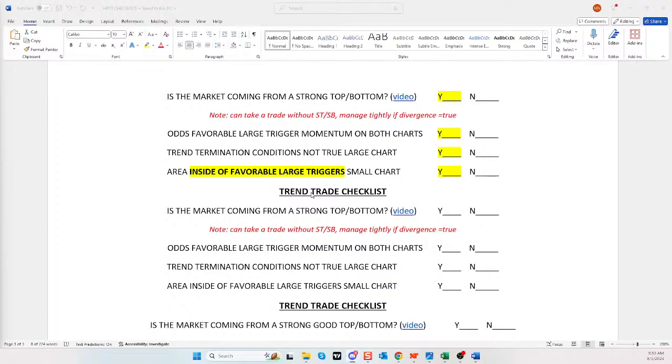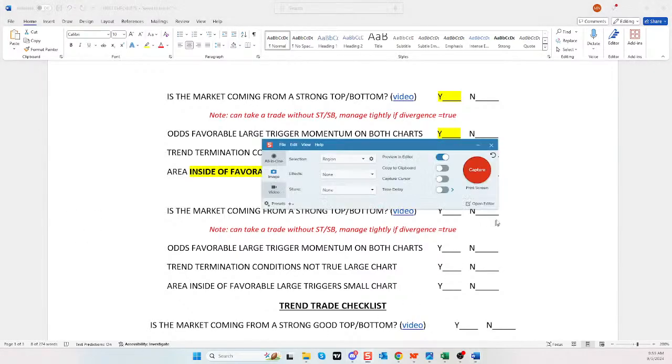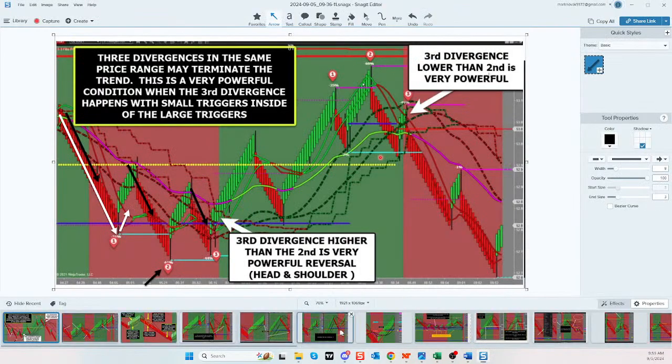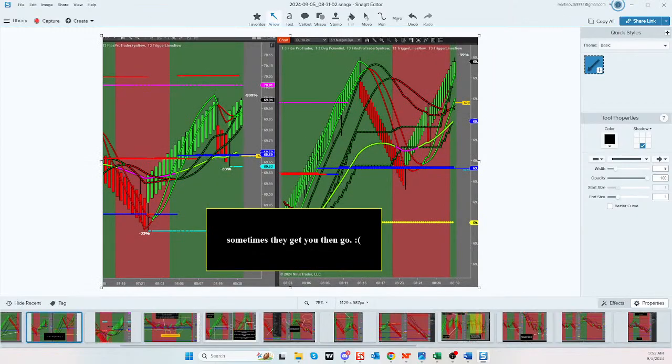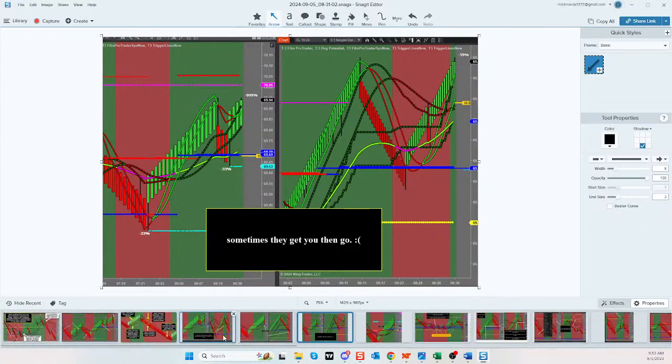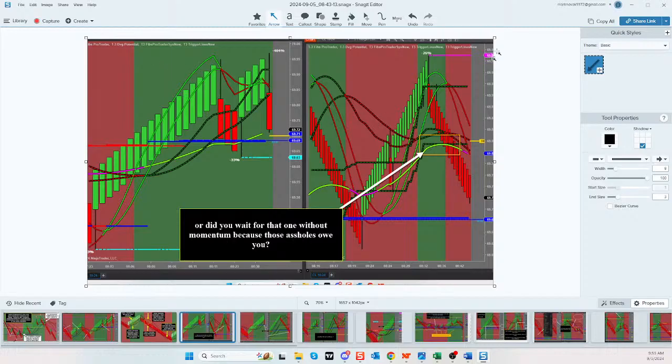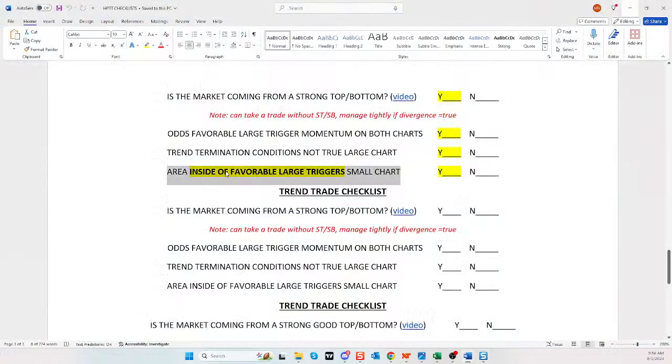I sent a picture to someone this morning that showed me a potential entry, and my reply was, there was no areas inside of those favorable large triggers. All the areas were on the wrong side of the triggers. And because they were on the wrong side of the triggers, I want you to see this because we learn this lesson every day. Where was that picture? I take so many pictures. Well, hell. I don't know where it went. I'll find it. But the areas weren't inside of the triggers. They were on the wrong side of the triggers. And sure enough, the market continued down and went right through the potential trade.